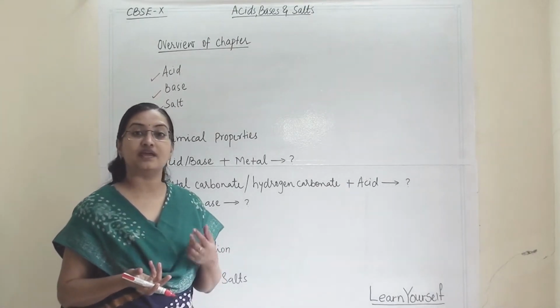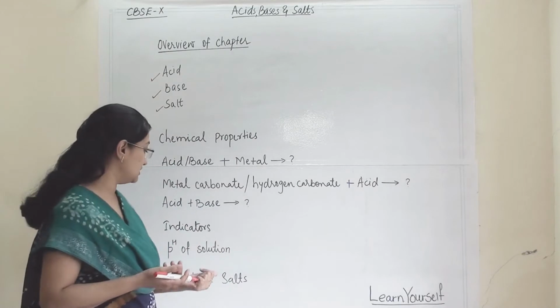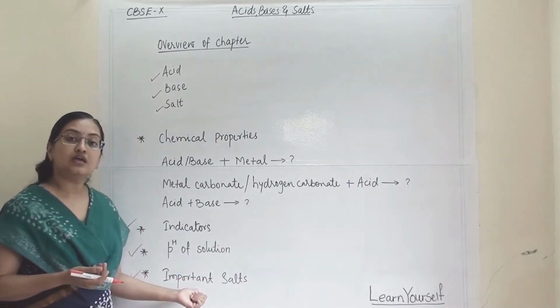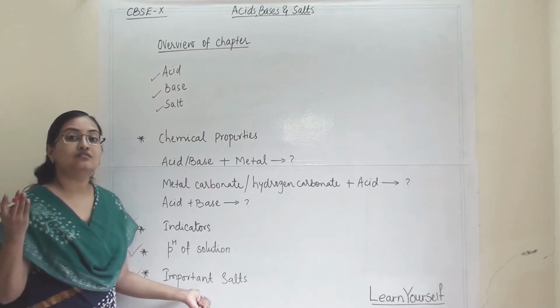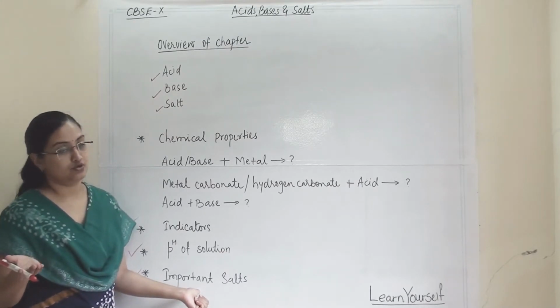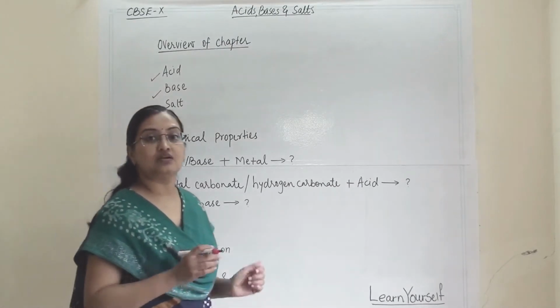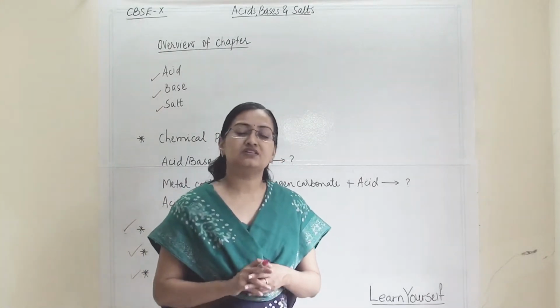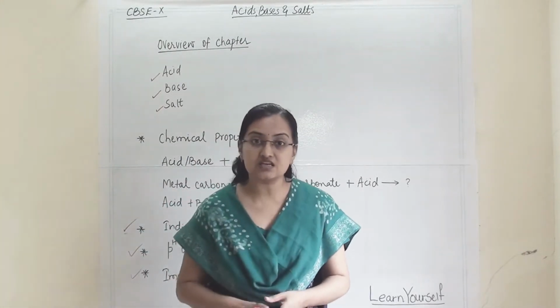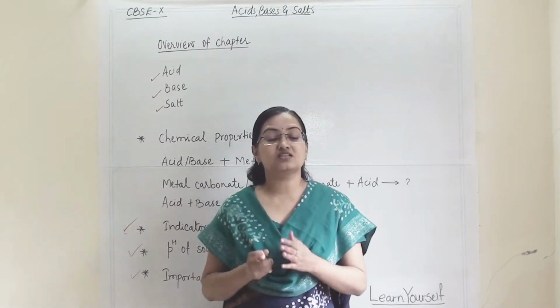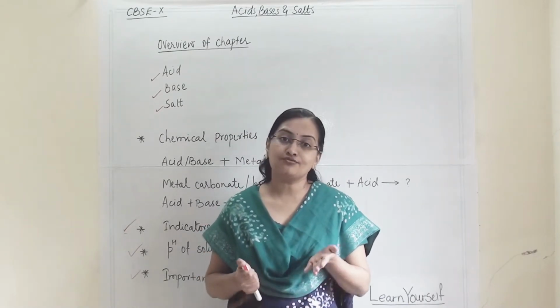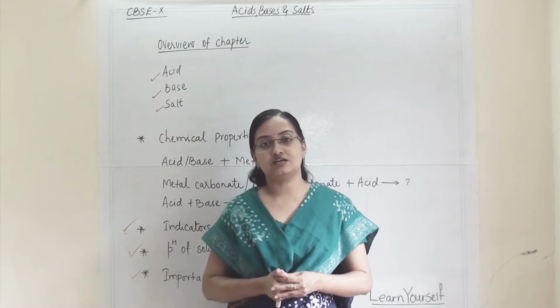Washing soda, baking soda, all this we will learn under some important salts and their reaction for manufacturing of salt. So all these things we are going to study in this chapter. This chapter is very easy. Once you will understand it, you will be able to answer each and every question of this chapter. So let us start our chapter.